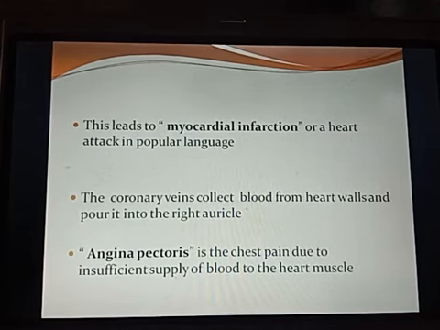Now angina pectoris is also a very important term that you need to know. What is angina pectoris? Angina pectoris is a chest pain that occurs due to insufficient supply of blood to the heart muscle. When will there be an insufficient supply of blood? When there is a blockage in the coronary artery, there will be an insufficient supply of blood, due to which chest pain arises, and that is termed angina pectoris. In common terms it is called angina pain.